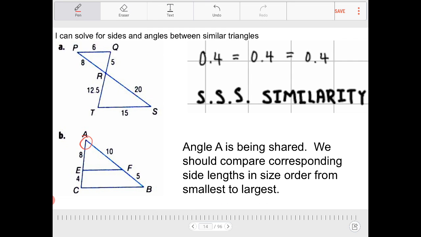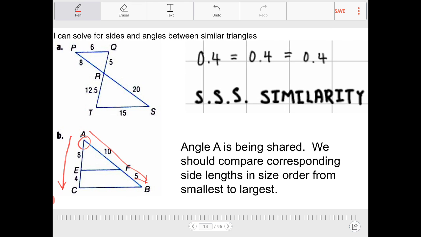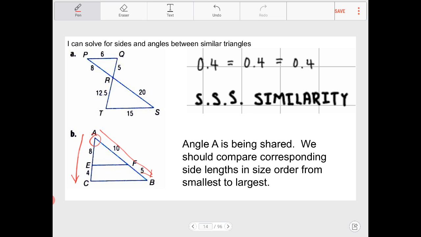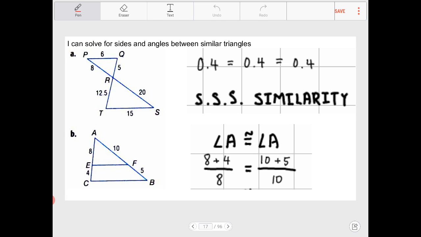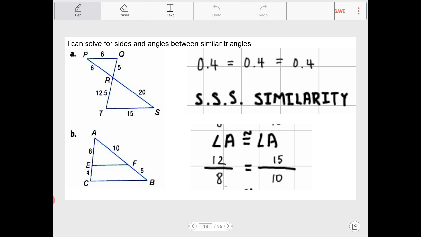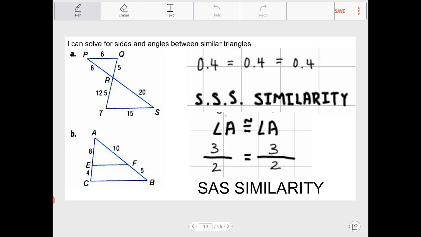We're going to compare this side over here with this side over here. So let's see if it is or not. I'm going to compare the longer side to the shorter side. I have 8 plus 4 to 8, and 10 plus 5 to 10. And as it turns out, they are indeed going to be 3/2 and 3/2. So yes, these two triangles are similar because of side-angle-side similarity.